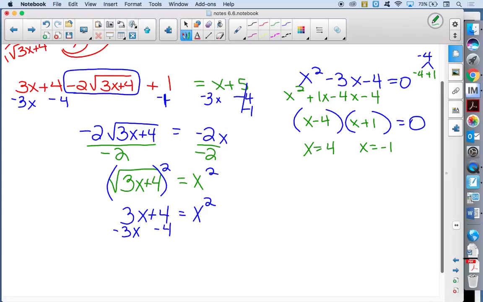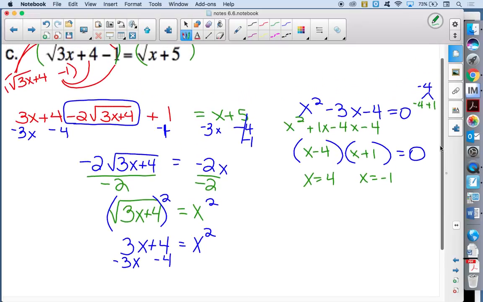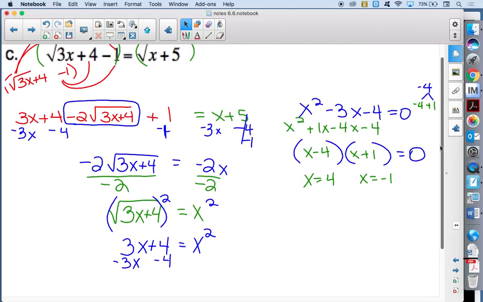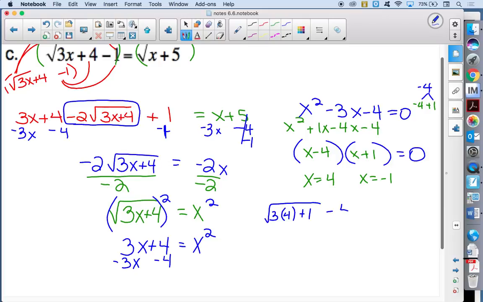So the forever problem is really close to being done. Just make sure that you're checking to see which one of these would be extraneous. And sometimes, every once in a while, both of them work. Every once in a while, both of them don't work. But in most cases, one works and one doesn't. This is a 1.